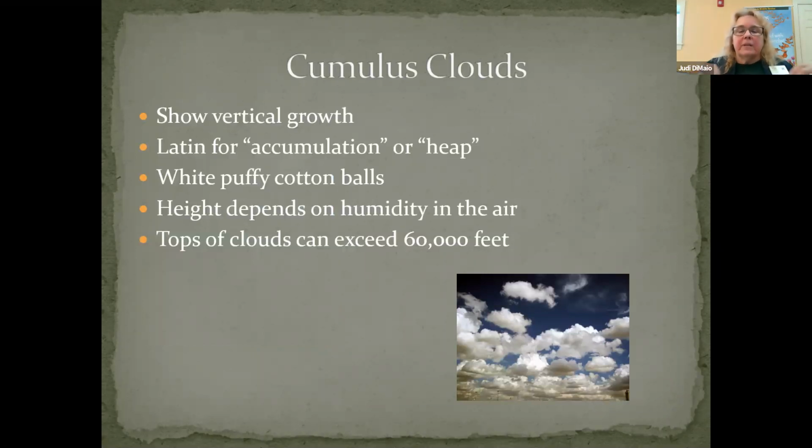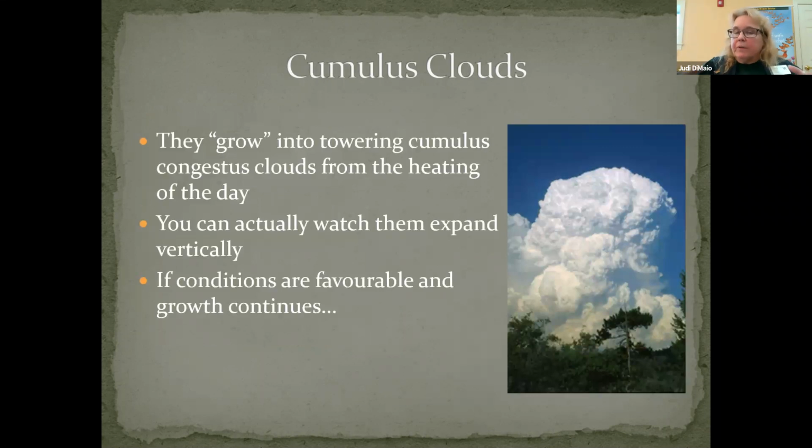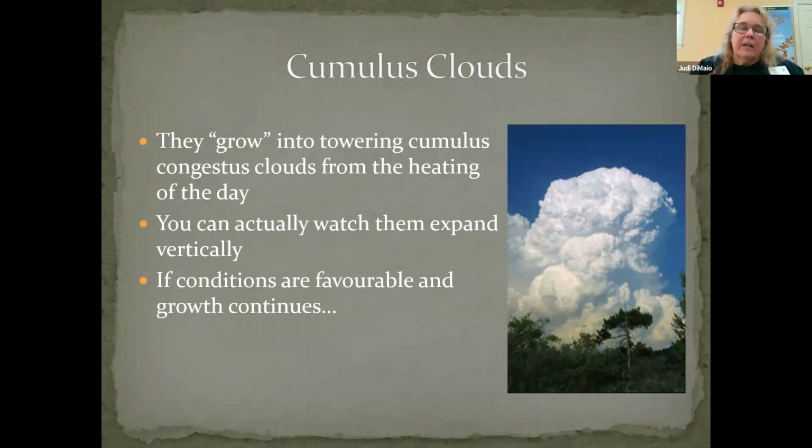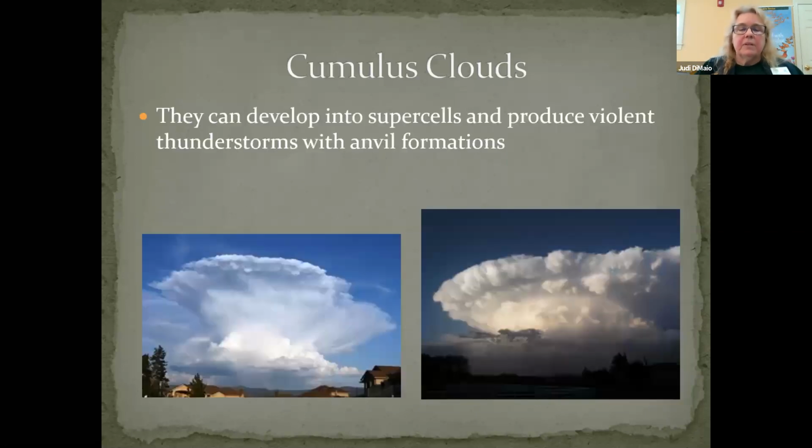Cumulus clouds are cool because they show vertical growth. They can be white puffy cotton balls of different sizes, and how high they get depends on the humidity in the air. The tops of the clouds can exceed 60,000 feet. So they can actually grow into towering cumulus. We call those cumulus congestus, from the heating of the day. And the really cool thing is you can actually watch them expand vertically. It's almost like if you've ever used that expansion foam in the house, you can actually watch them grow. So if conditions are favorable and growth continues, you end up with your supercells.